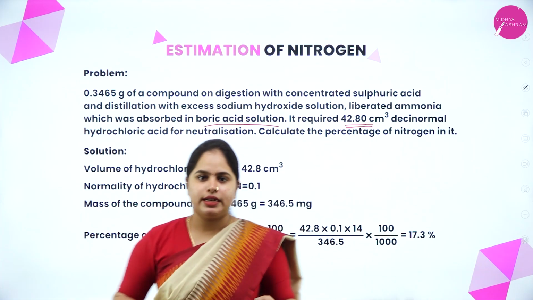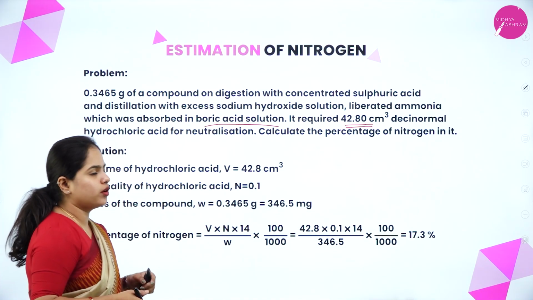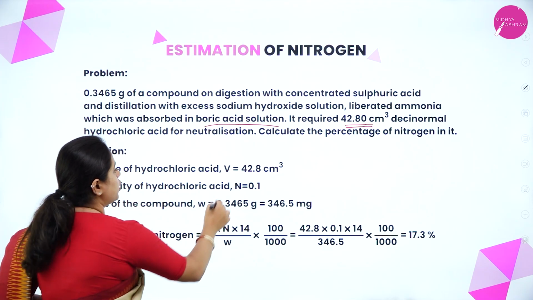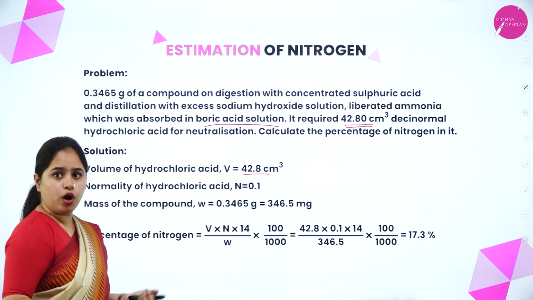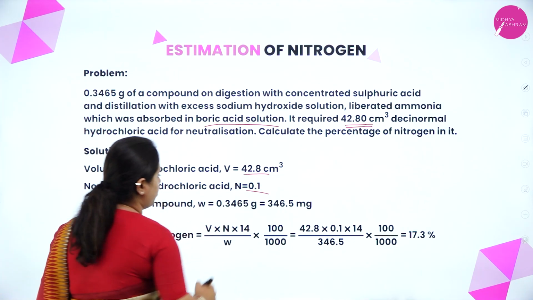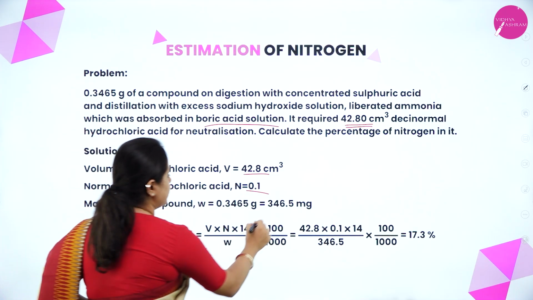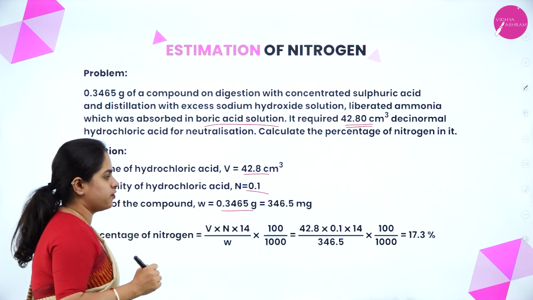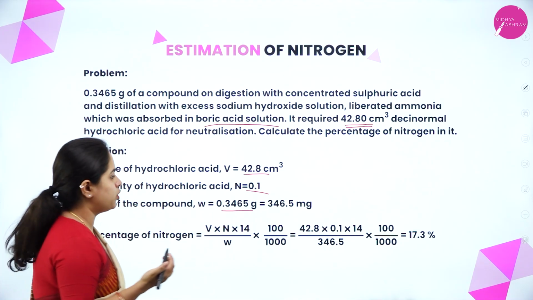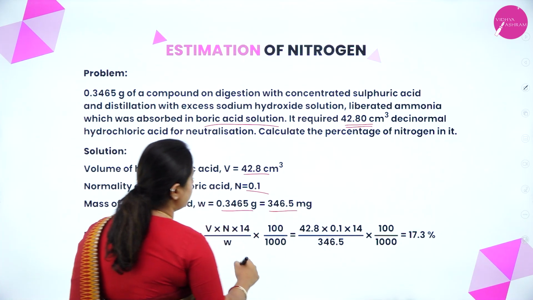So let's see the volume of the hydrochloric acid. How much volume was required? 42.8 centimeter cube, and the normality is also given, that is 0.1. And the mass of the compound is also given, that is 0.3465. If we convert it into milligram, it becomes 346.5.